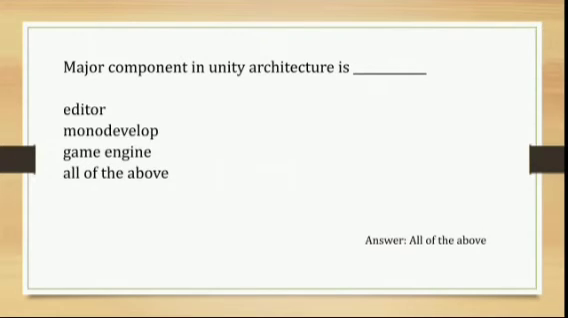Next, major component in Unity architecture. Which are the major components? Editor, yes. Monodevelop, yes, we use it for developing. Then game engine, yes, it is the foremost. So all of the above are the major components in Unity architecture.